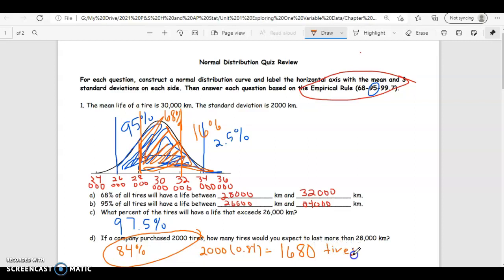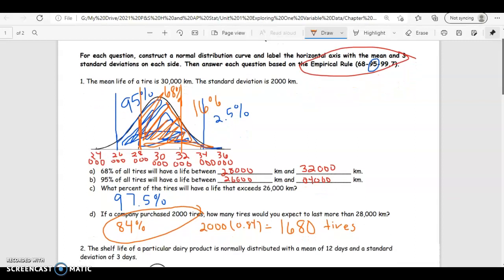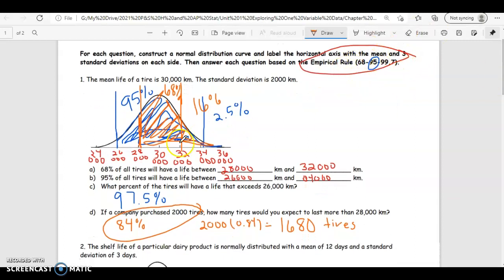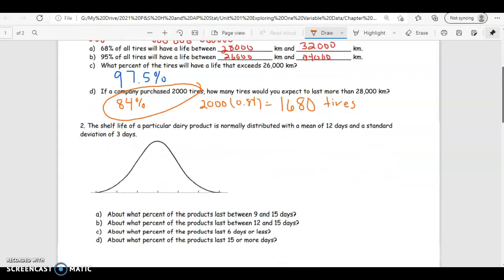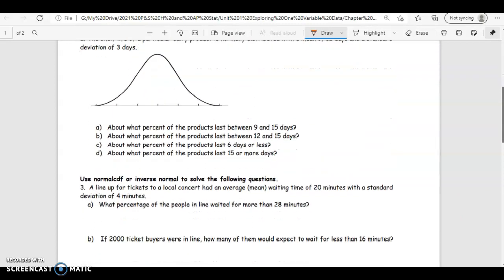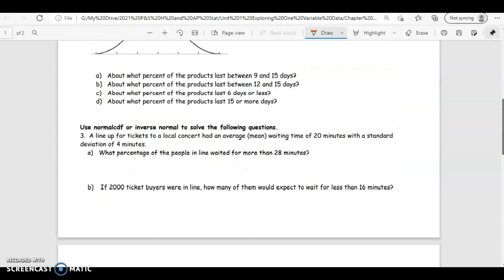So questions 1 and 2 involve the empirical rule. So you want to use these three numbers. You can manipulate it. You can go back to your guided notes and use the breakdown curve that I gave you. Really whatever your fancy is. Let's do a couple of the next ones.